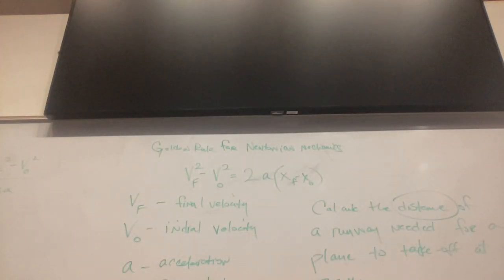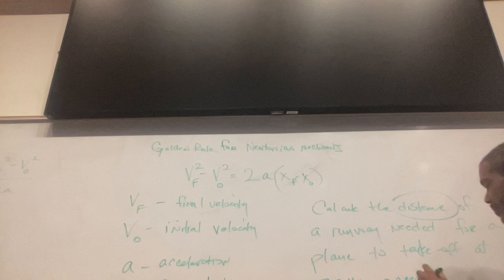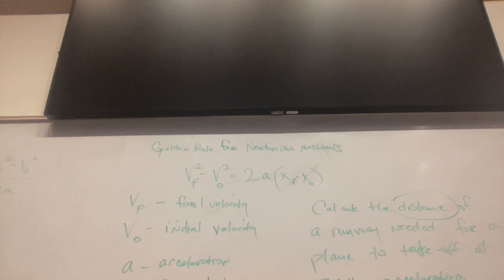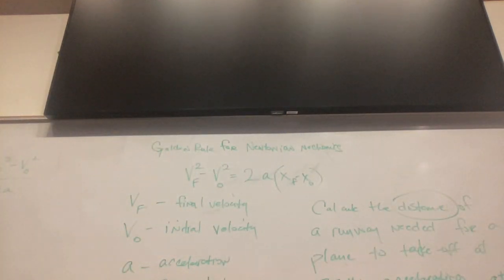Calculate the distance of a runway needed for a plane to take off at 75 meters per second, accelerating. Google, what's the acceleration of a plane in meters per second squared? That way I don't make anything up. Okay, accelerating at 2 meters per second squared. Forgot to add that.